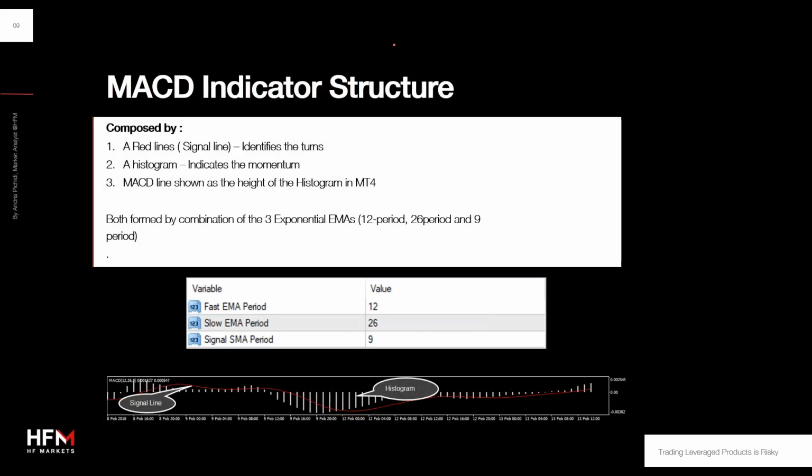The red line, which is the signal line, is the moving average line. You can identify the trends and the turns. With the histogram, you can identify the momentum, and any crosses of the signal line with the histogram could be used as confirmation and even as entry signals or exit signals.